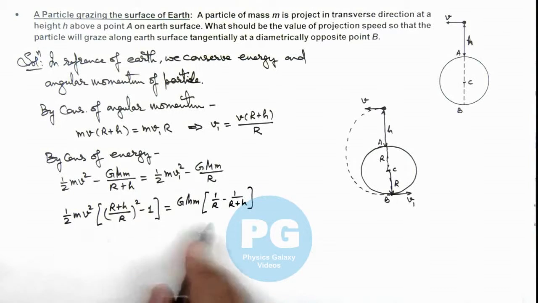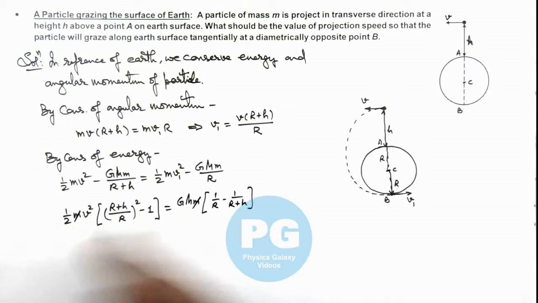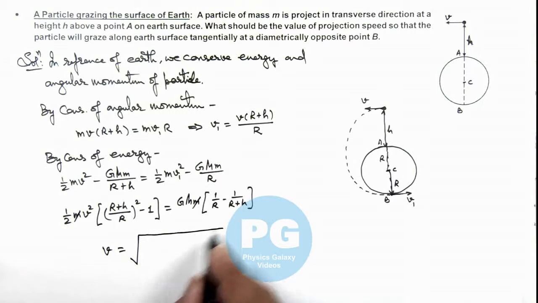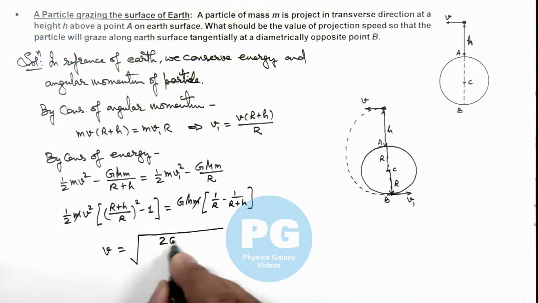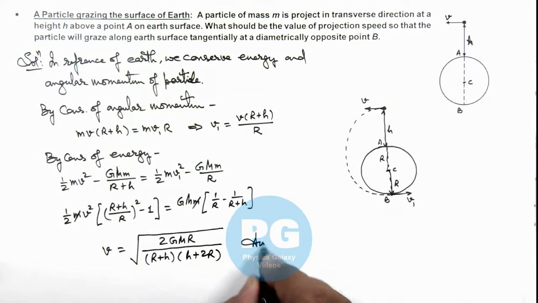On further simplifying this, here m gets cancelled out and the value of projection speed v can be obtained as the result. You can simplify and obtain the result which I am writing here. This will be 2GMr divided by (r plus h) multiplied by (h plus 2r). This will be the final result of this problem.